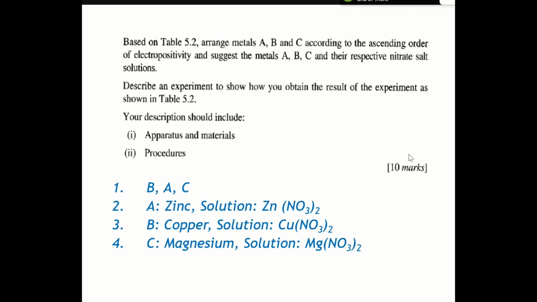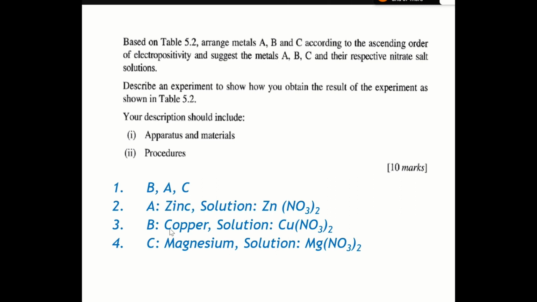Based on table 5.2, can you arrange the metals A, B, and C according to the ascending order of electropositivity? Suggest the metals A, B, C and their respective nitrate salt solution. The question already mentions that you need to give the nitrate, it must be nitrate, okay? Ascending order means it must start from the least electropositive to the most electropositive. So the least electropositive is B, then followed by A, the last one is C.